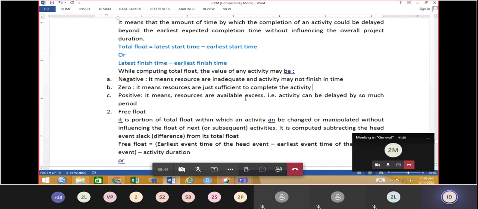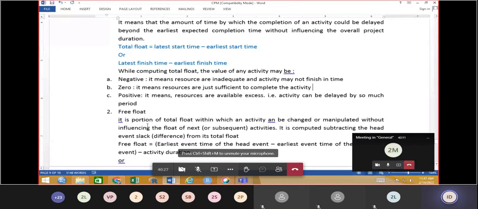Positive means resources are available in excess. If the answer of the total float is positive, it means the resources are excess. Excess resources impact the total cost of the project; total cost is going to increase if more resources are available. The activity can be delayed by that much period, because only when the previous activity is finished will the next activity take place.